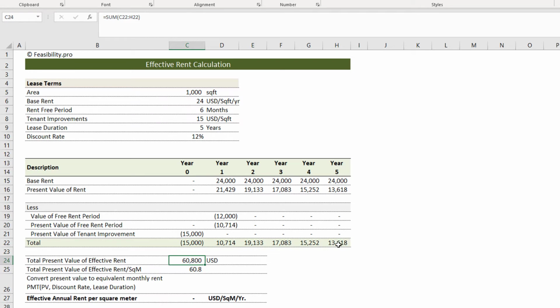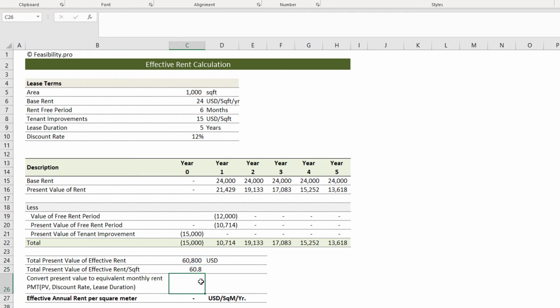This is my effective rent. Usually we express the effective rent per square meter, so we just divide by the area. So this is actually not a square meter, this is square feet. So we just say square feet, and we got 60.8, this divided by the area.